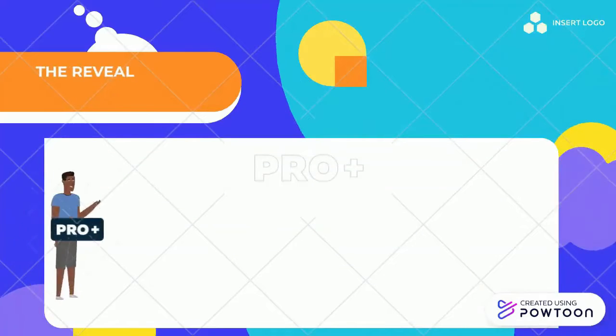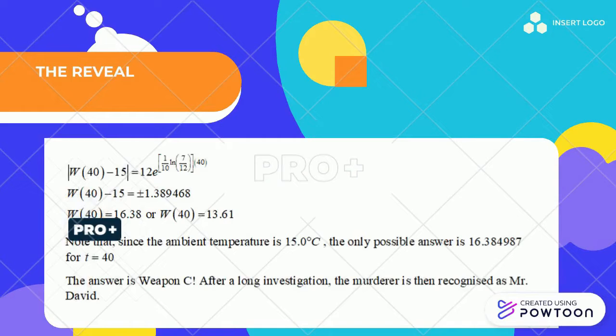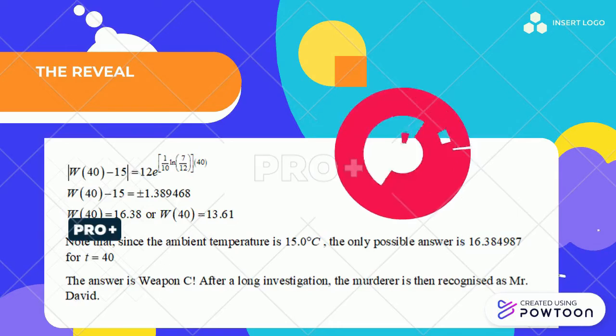The exact value is calculated here by inserting the value of T equal to 40 into the equation. Since we have a modulus or absolute value, we obtain 2 results, which are 16.38 and 13.61. Note that the ambient temperature is 15 degrees Celsius, so it is quite impossible for the weapon to be lower than the ambient temperature. Hence, the only possible answer is 16.38. So, we know that the answer is weapon C.